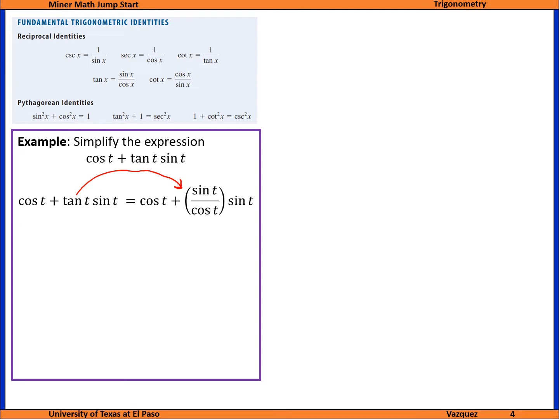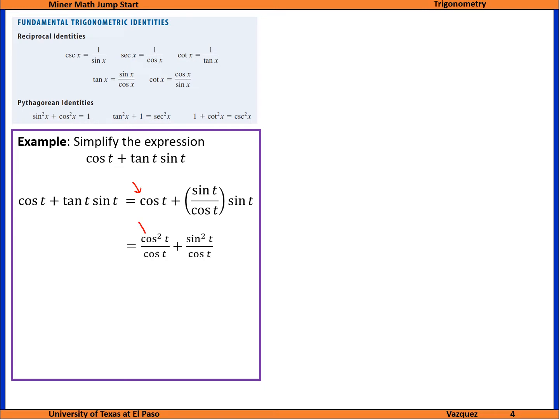And to add these two, well, first things first, we're going to want to multiply sine t times sine t for that fraction. But to be able to add these two, because we have an addition right there, a sum, we're going to need the same common denominator, right? This fraction has a denominator of cosine t. So what we're going to have to do is multiply this cosine t times cosine t over cosine t. So that's going to look something like this.